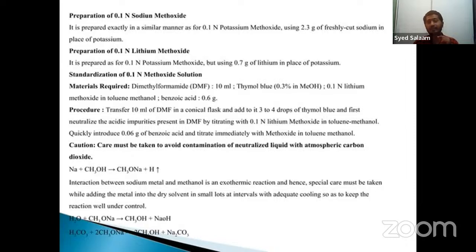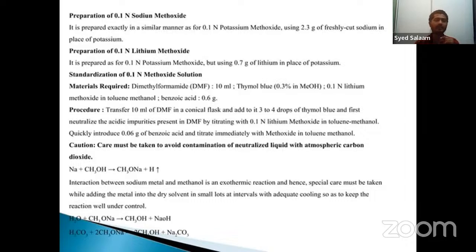Next, preparation of 0.1 normal lithium methoxide. Here we need to take 0.7 grams of lithium in place of sodium. In a similar way, we make a solution with toluene and methanol.